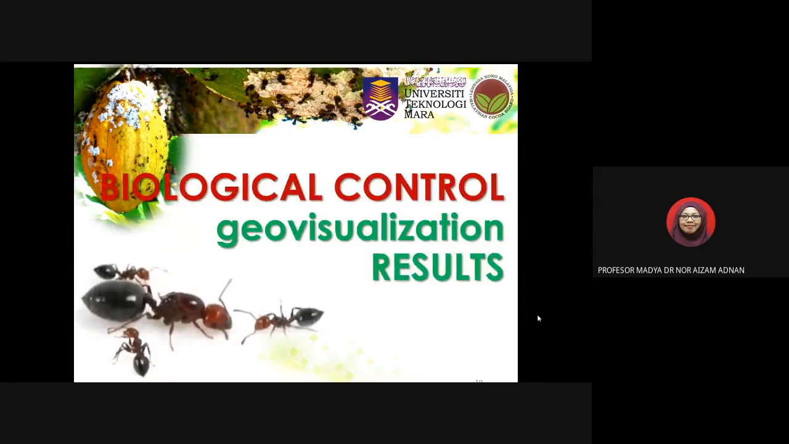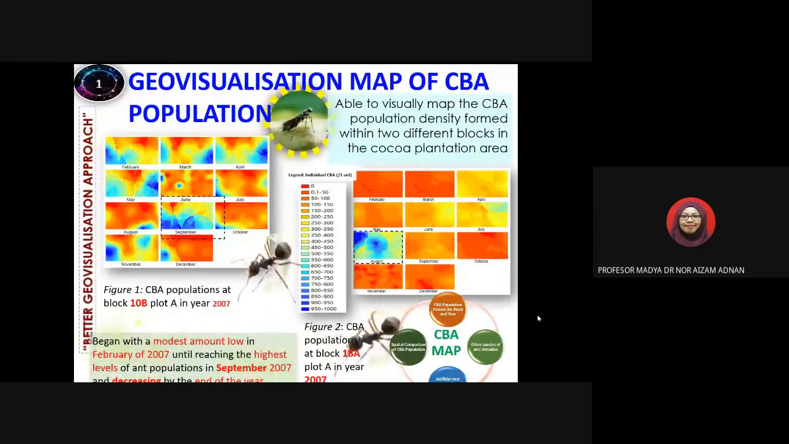The first result is for biological control visualization. The CBA population was mapped monthly as well as yearly. The geovisualization technique was able to visually map the CBA population density as shown in the slide, with blue representing the highest number of population, meanwhile red representing lower distribution of CBA. From the analysis, the highest level of CBA population was detected in September, with a decreasing trend by the end of the year.